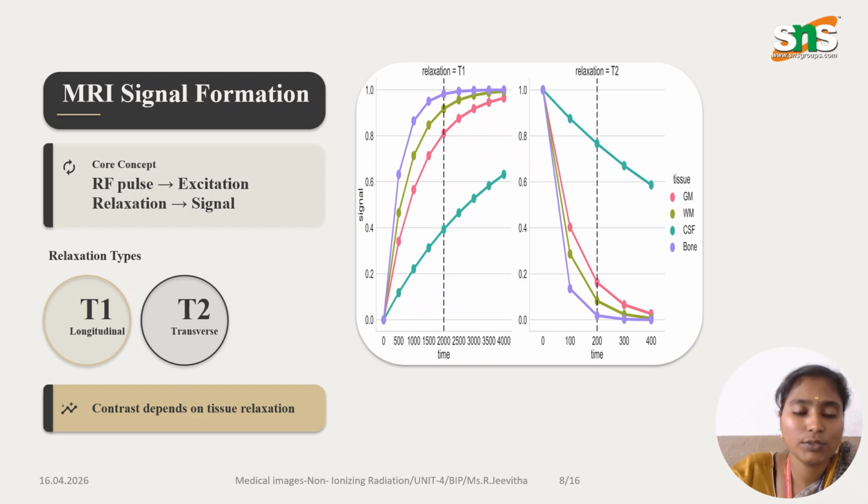Now, how is the signal formed? Step by step, the RF pulse excites the protons. Protons relax back. During relaxation, the signal is emitted. There are two types of relaxation: T1, longitudinal, and T2, transverse. The different tissues relax differently. That creates the contrast. For example, fat and water behave differently. So the MRI contrast depends on the relaxation differences.